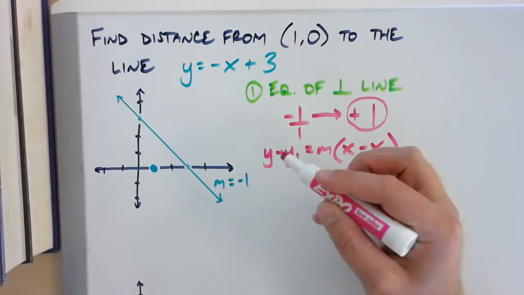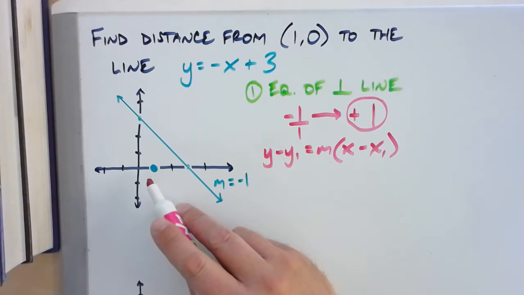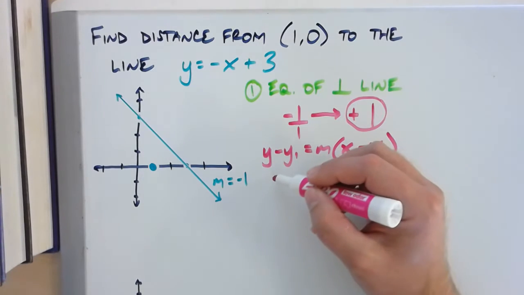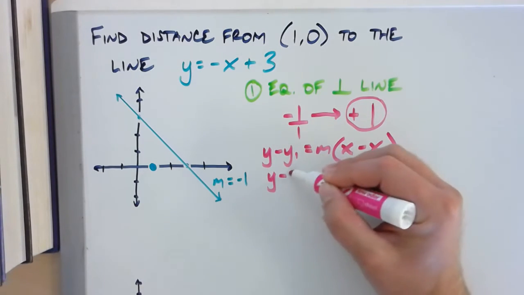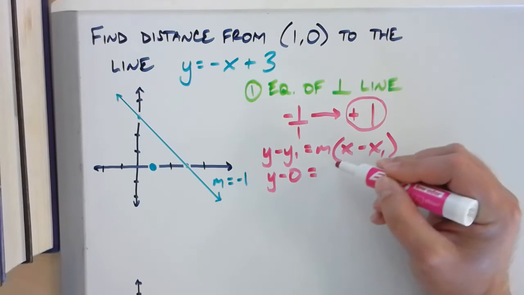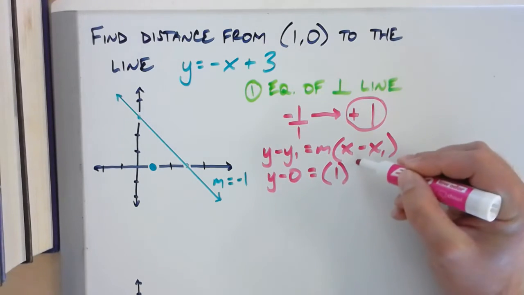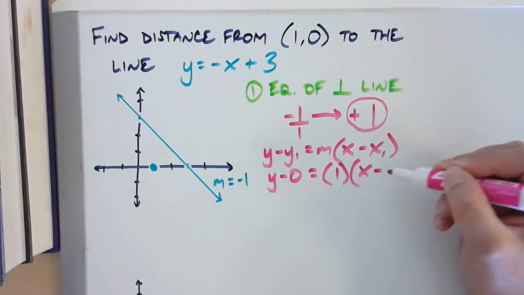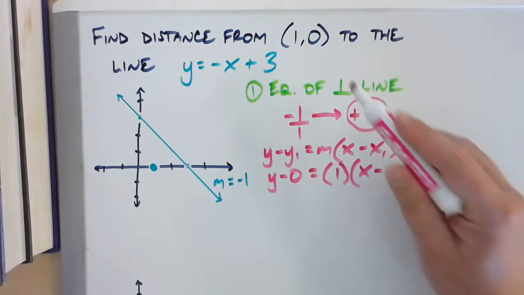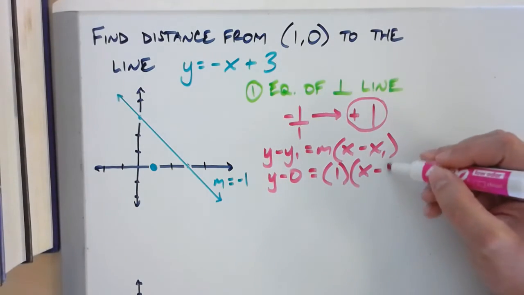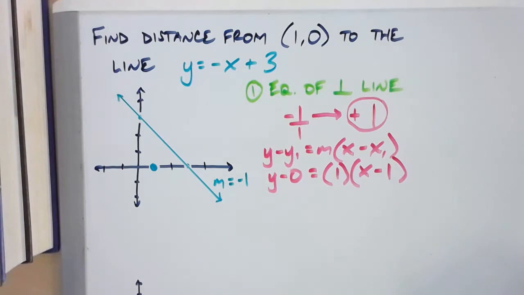So y1 is 0 in this case. It went up or down 0. So that's going to be y minus 0 there. My slope here is a positive 1. And then x minus x1. x1 is the x element of this coordinate point, and that's a positive 1, like so.